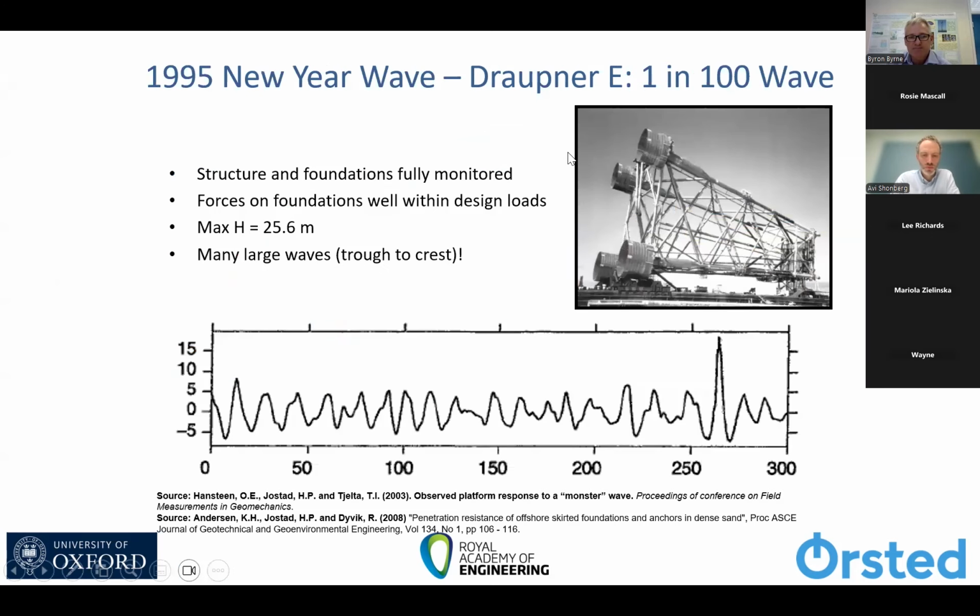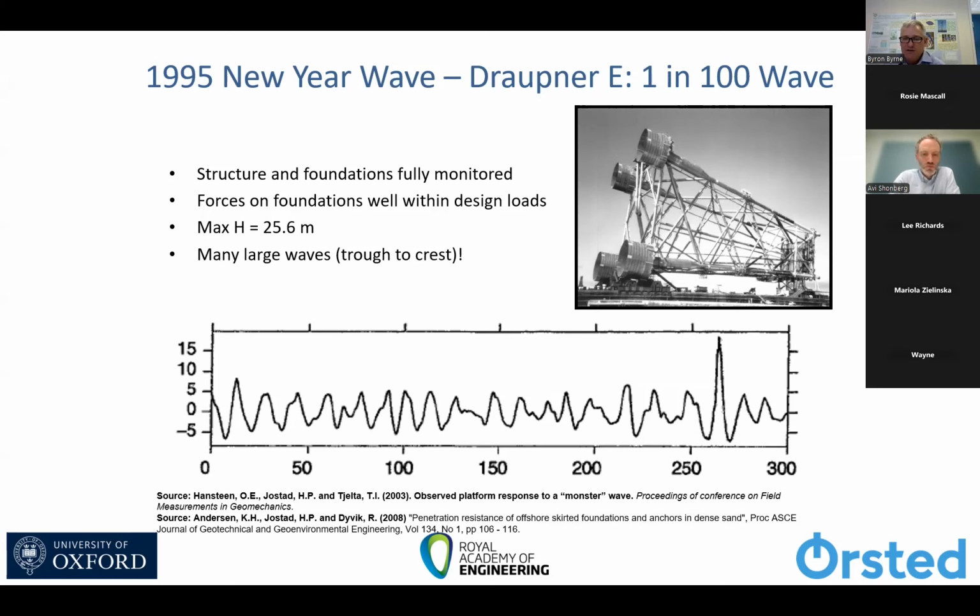wind turbine monopiles. However, as Avi has pointed out, the real loading is cyclic. Here is some example evidence of the cyclic loads that you get offshore. This is from the Draupner platform in the North Sea. This was monitored. And in 1995, it experienced its 1 in 100 year wave event. So the plot on the bottom shows the sea surface elevation with time. And you can see there's quite a lot of very large waves. And in fact, trough to peak, we're talking about 25-meter high wave.